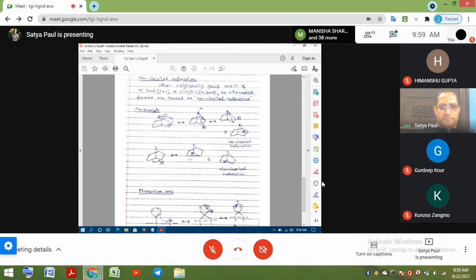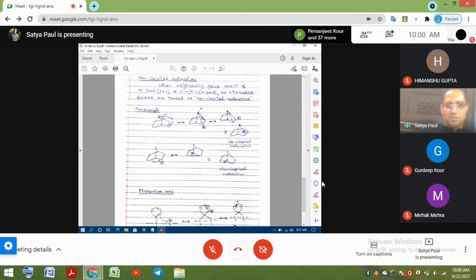Then we will write the non-classical carbocation. So in this case, only one bond is breaking and one bond is formed. So this bond is breaking, so dotted. This bond is formed, so dotted. So this is partially breaking, this is partially formed. So we have a positive charge in between these two. So this is non-classical carbocation.